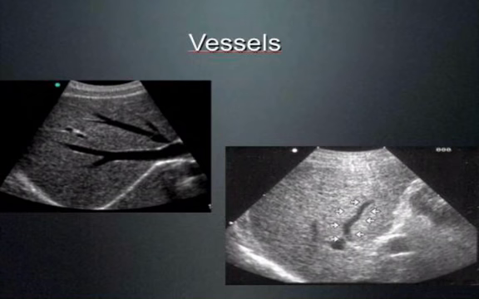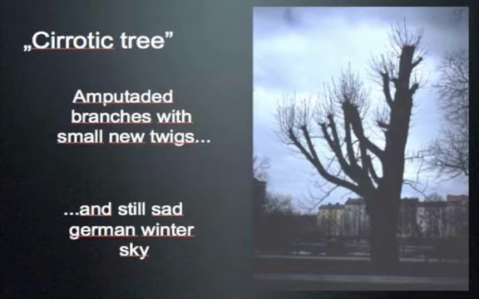But again, as I mentioned, the vessels. The vessels, I think, are the most important thing to look at. We have our standard vessels in cirrhotic liver. Due to the nodules, the vessels become irregular, they become meandering, they become curved, and as mentioned before, they become amputated. And let's go back to our botanic session. This is a cirrhotic tree, you can say.